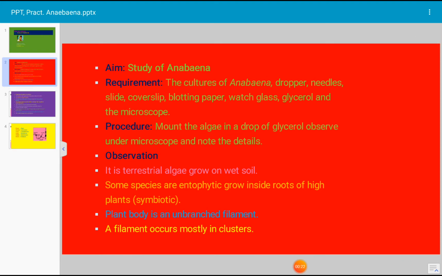Let us see the requirements. We need the culture of Anabaena. We need a dropper, needle, slide, cover slip, blotting paper, watch glass, glycerol and the microscope.